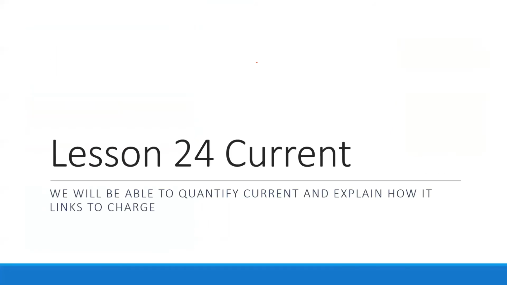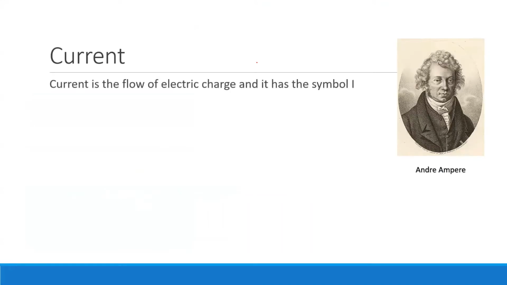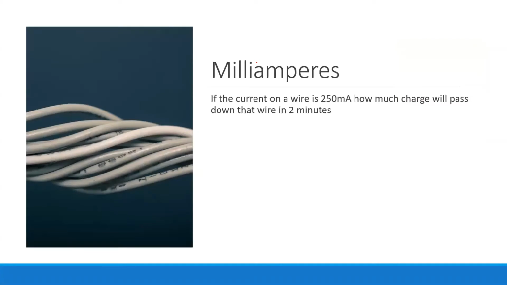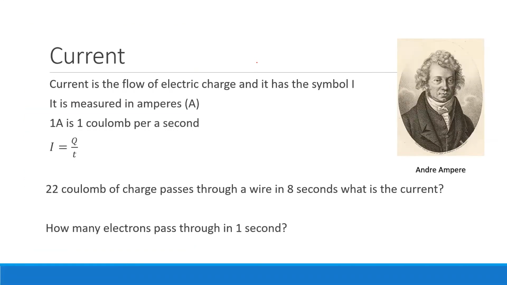Current is the flow of electric charge and has the symbol I. It's measured in amperes. And we said that it's 1 coulomb per second. We essentially are saying, when we talk about current, well, how much charge is moving every second? Is there a lot, or is there not much? How many of these electrons are moving? Maybe it's not electrons that are moving, maybe it's charge.